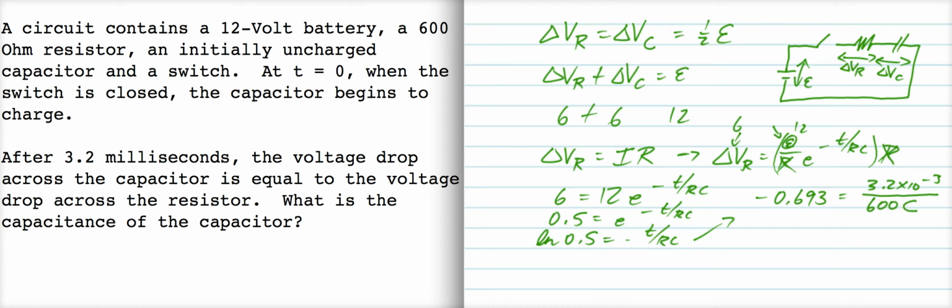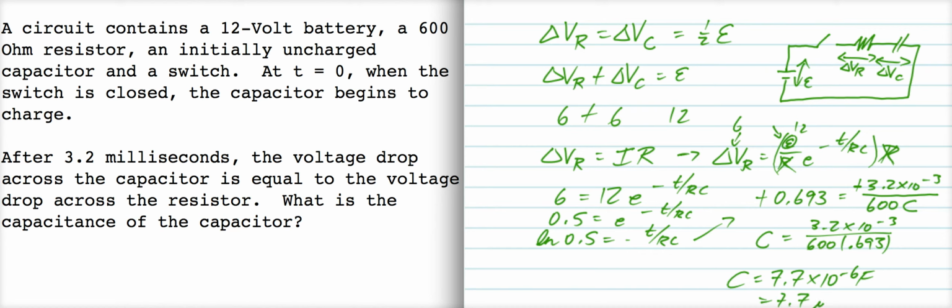Okay, so now if I solve for C, this is negative, so I can get rid of both of these negative signs. I get 3.2 times 10 to the minus 3 over 600 times 0.693. And that gives me a capacitance of 7.7 times 10 to the minus 6 farads, or 7.7 microfarads.